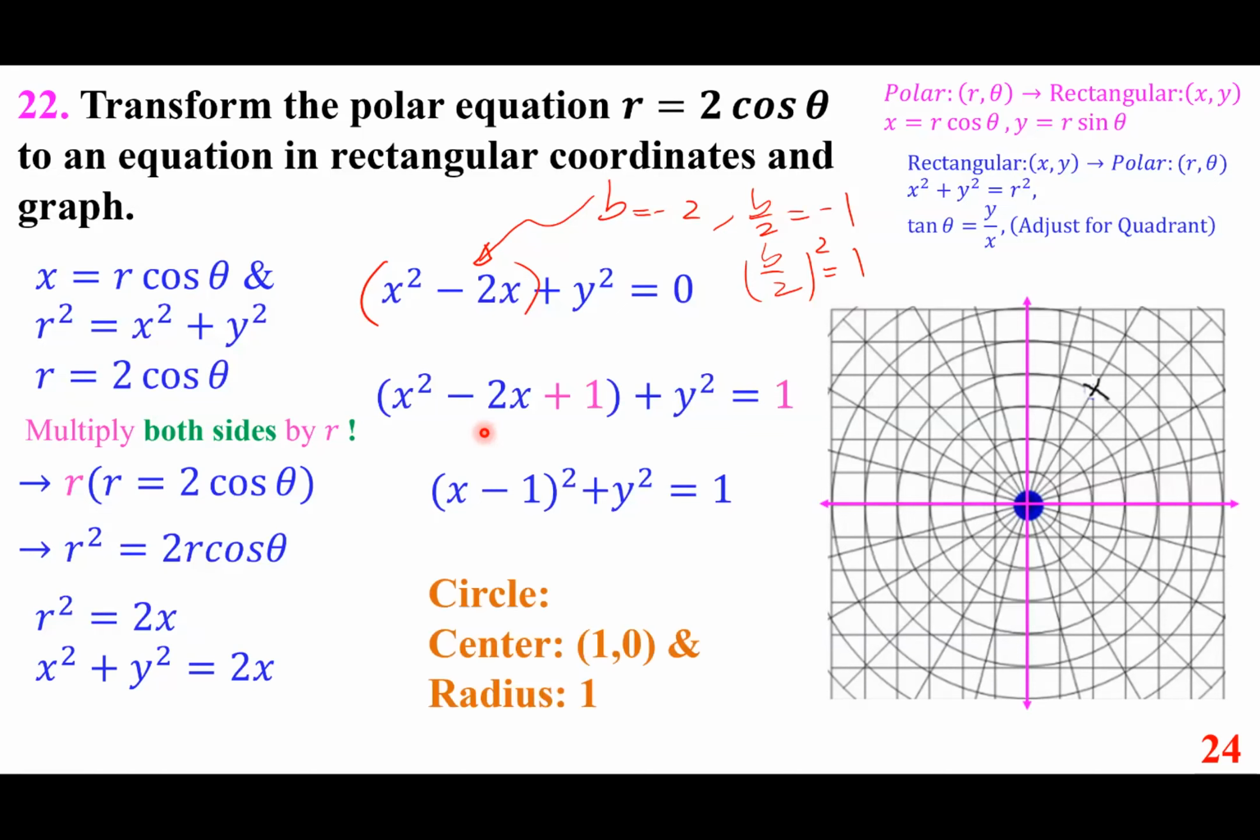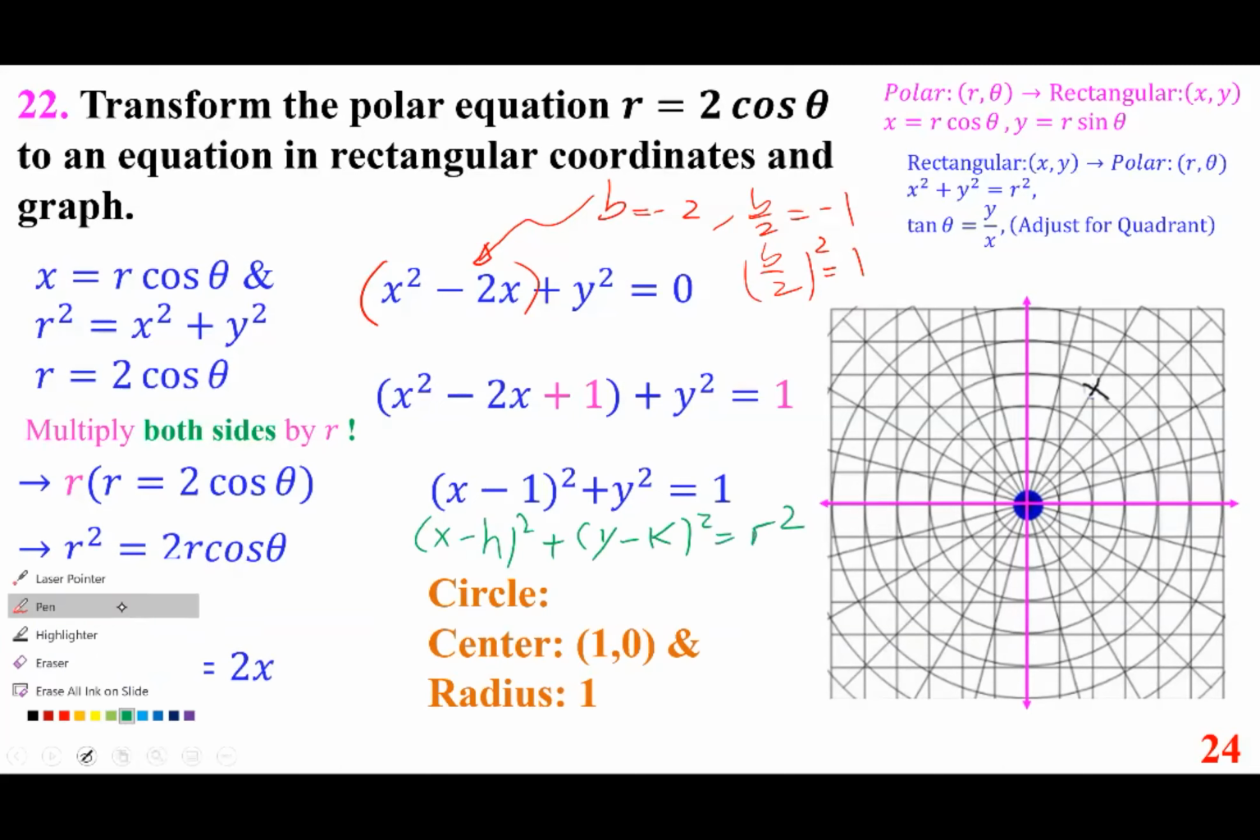How do we know that? Because this is the equation of a circle in standard form centered at h comma k with the radius r. So 1 comma 0, radius squared of 1 or simply 1. So that's the center 1, 0. So 1 tick mark to the right, and this is the circle.